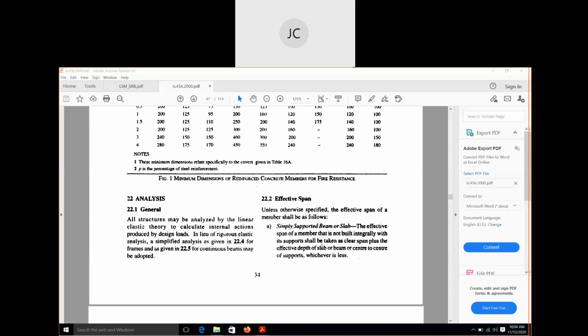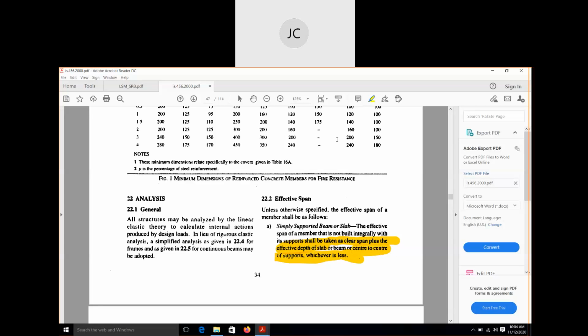According to clause 22.2, we have to find out the effective span. For finding out the effective span, we have to find out two values. First one is the clear span plus the effective depth of slab. And the second value will be the center to center distance of supports, whichever is less.